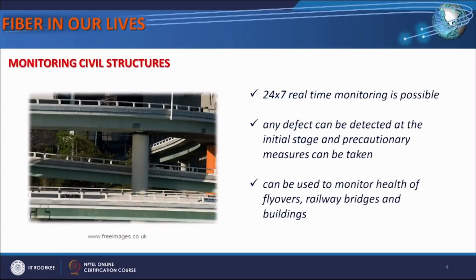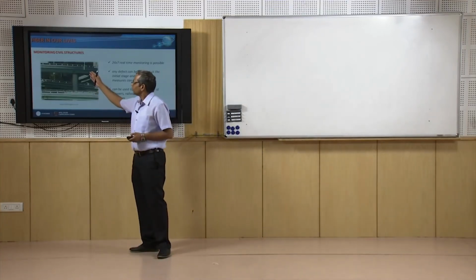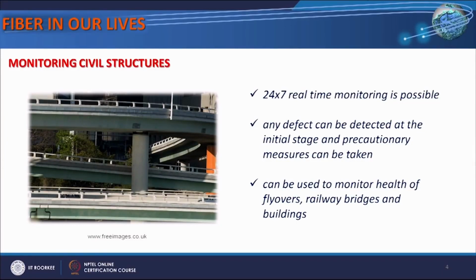Where else do we see fibers? Fiber can be seen installed in flyovers to sense any strain or stress developing in the structure. So you can use fiber sensors to monitor the health of civil engineering structures. You can do 24/7 real time monitoring. Any defect can be detected at the initial stage itself and precautionary measures can be taken.